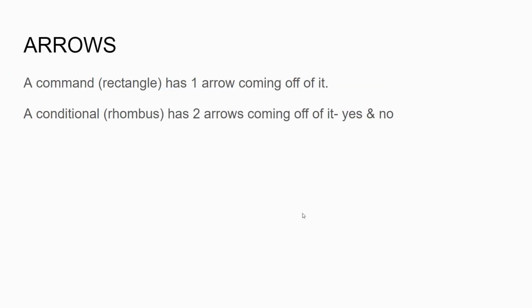Because a command is you do that thing and then you move on to the next thing, every command or rectangle has one arrow coming off of it. And because a rhombus is a question with two answers, it has two arrows coming off of it. So a rectangle has one arrow and only one arrow coming off of it, and a conditional or rhombus has two arrows and only two arrows. Never one, never three, always two. A yes arrow and a no arrow.